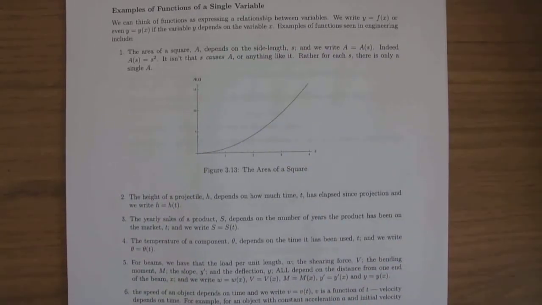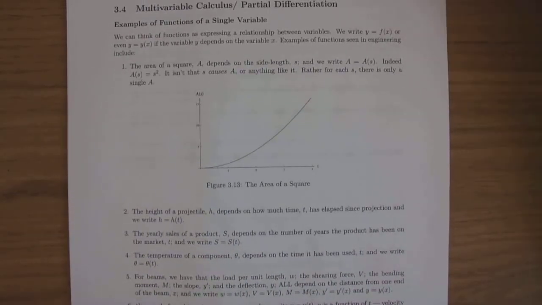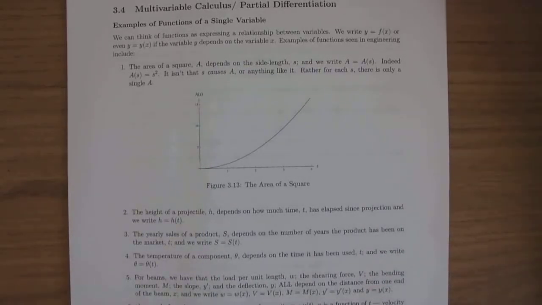The area of a square is a variable. The side length of the square is another variable, and there's a relationship between these two. So you could say that area is a function of side length. In terms of inputs and outputs, the input is the side length and the output is the area.